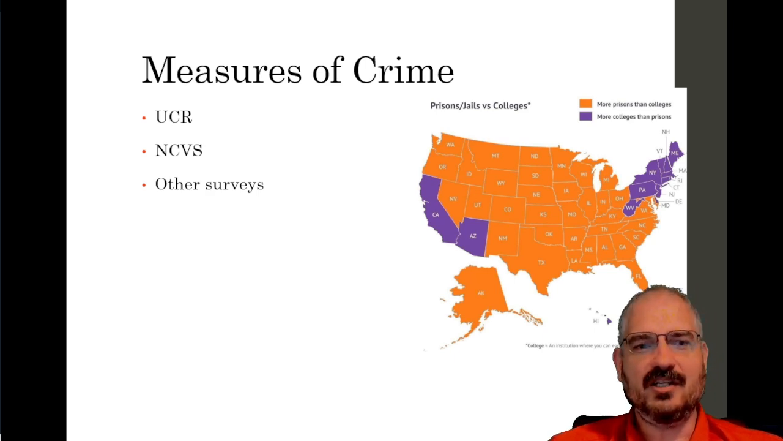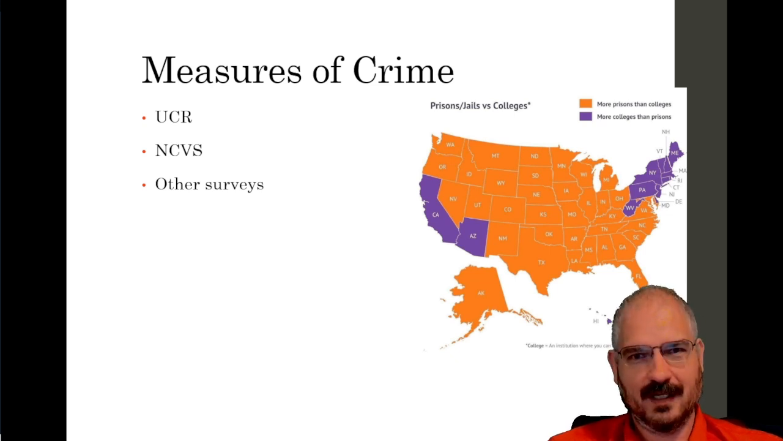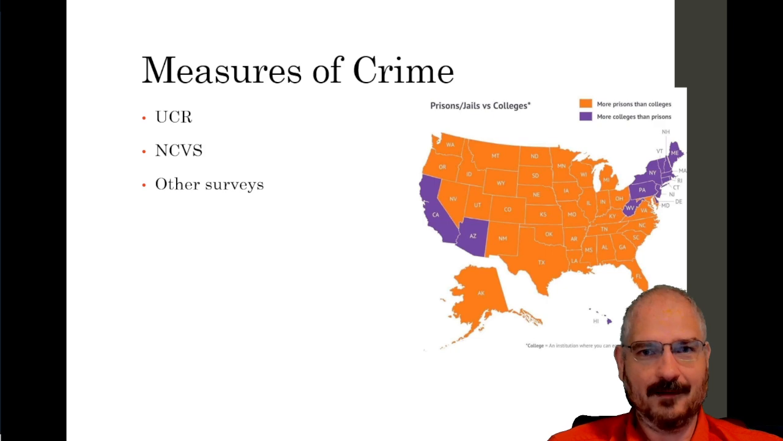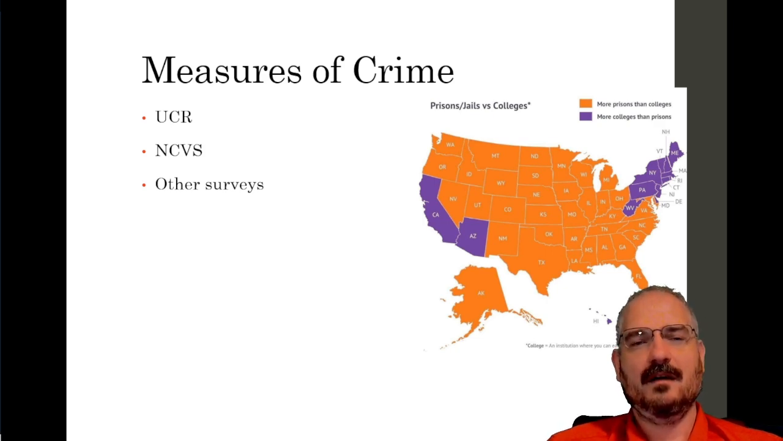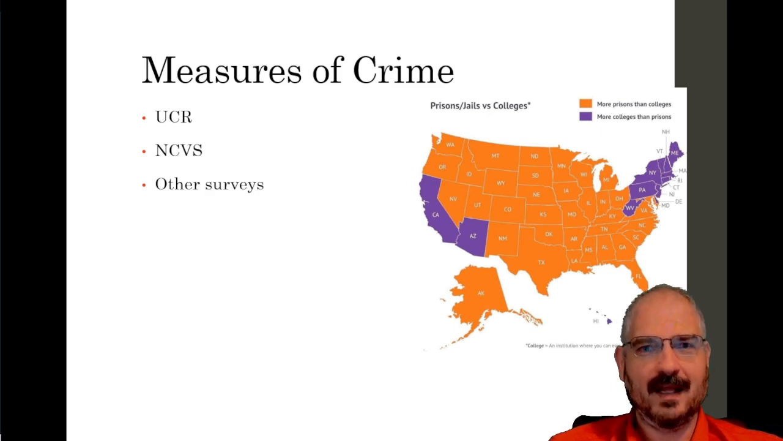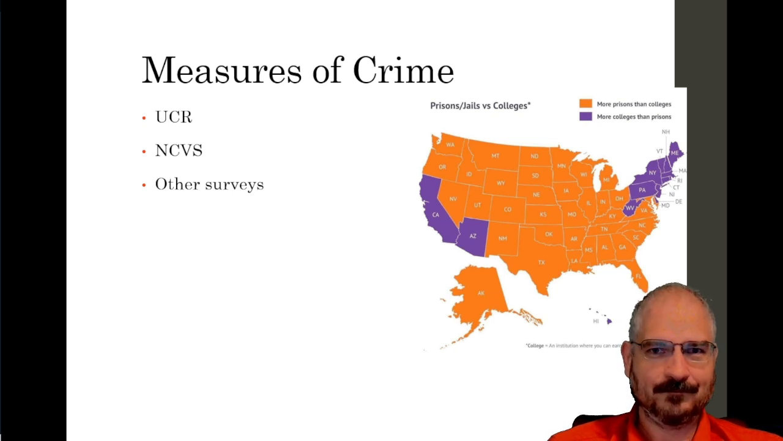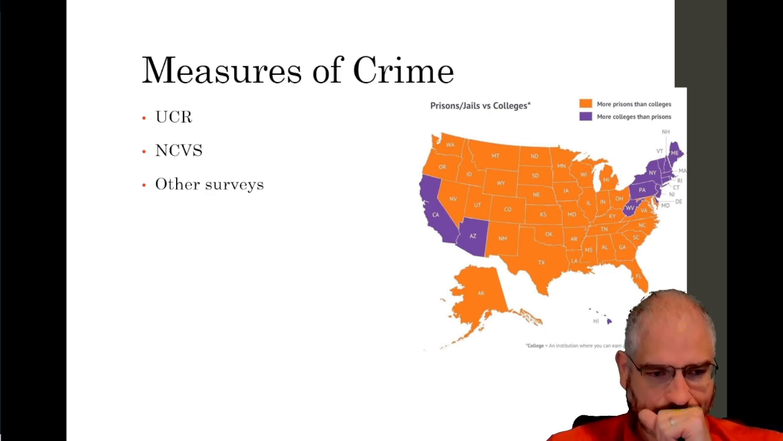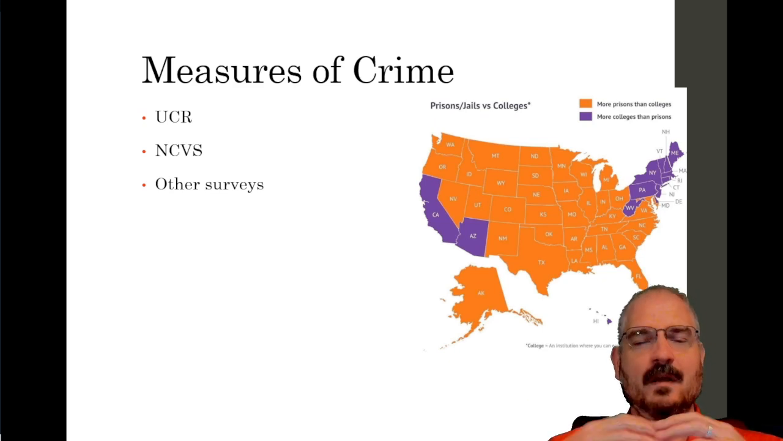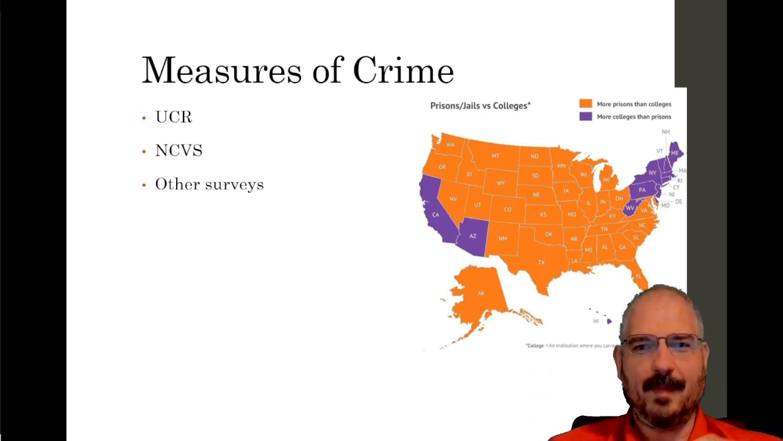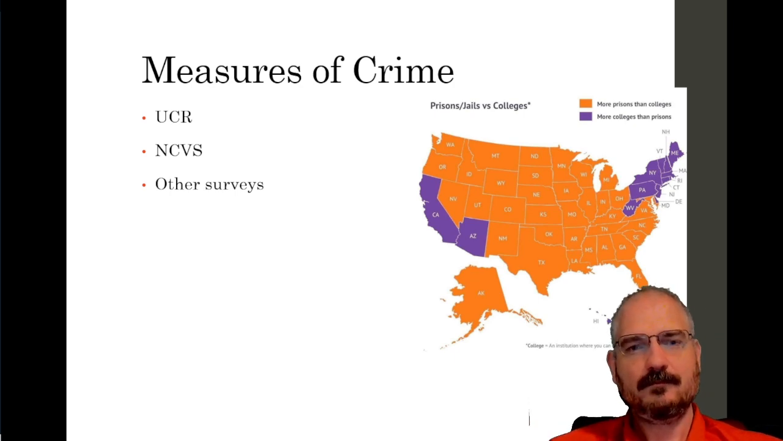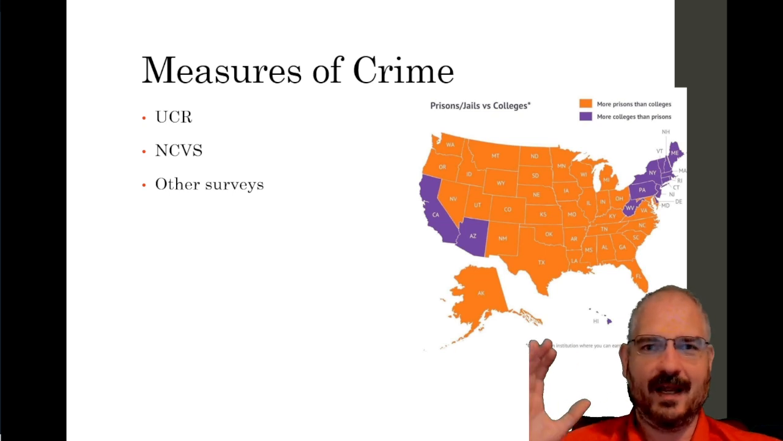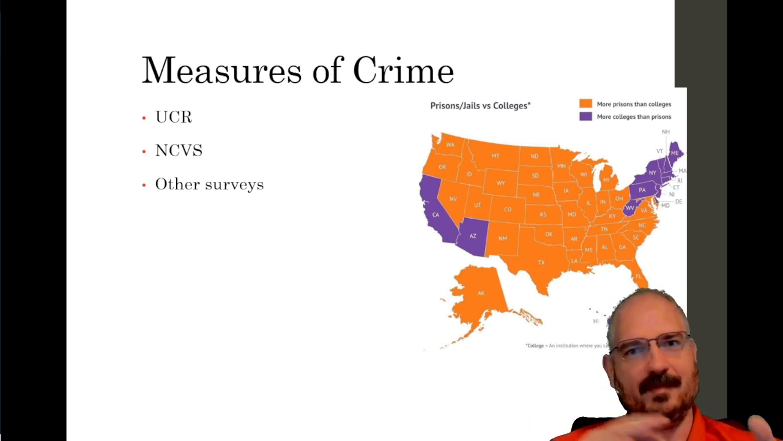The first is the UCR, or the Uniform Crime Report. This is data gathered by the FBI. And every police department in the country submits their data about crime that was reported to them every year to the FBI, who gathers all that data together, compiles it into one yearly report about crime all over the country, so we can track it by geography, by time, by type of crime.